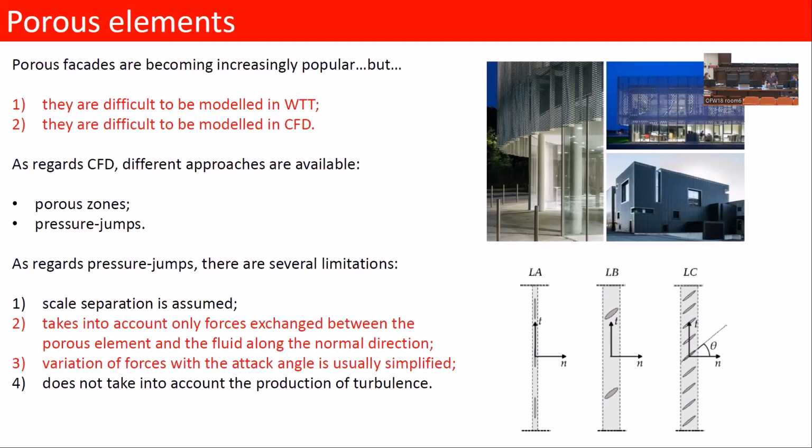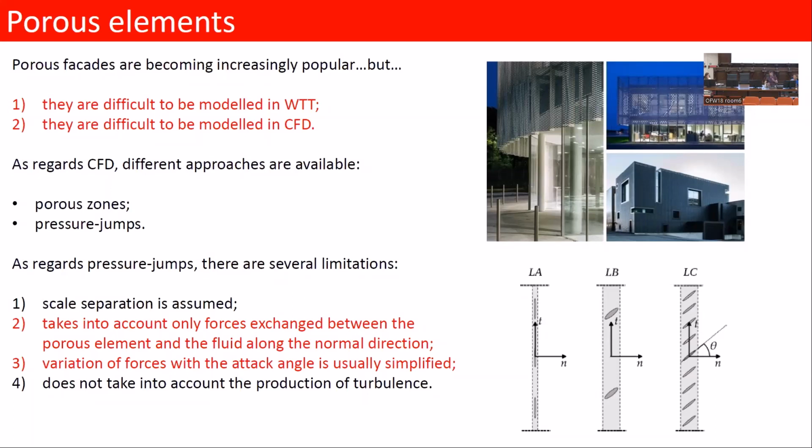The problem of pressure jump is that, of course, it's a homogenized approach, so it assumes a separation of scales. It does not take into account the production of turbulence at this grid, at this porous element, but most importantly, it takes into account only forces which are exchanged between the barrier, the porous element, and the fluid along the normal direction of the porous element. You might have many cases in which this is not the case.